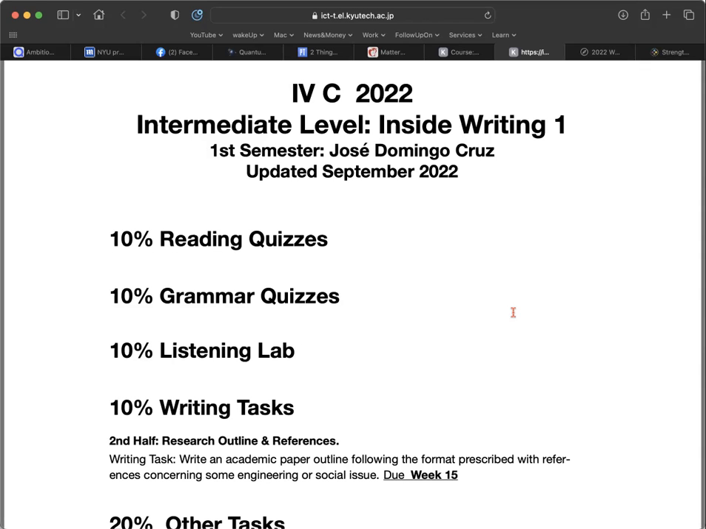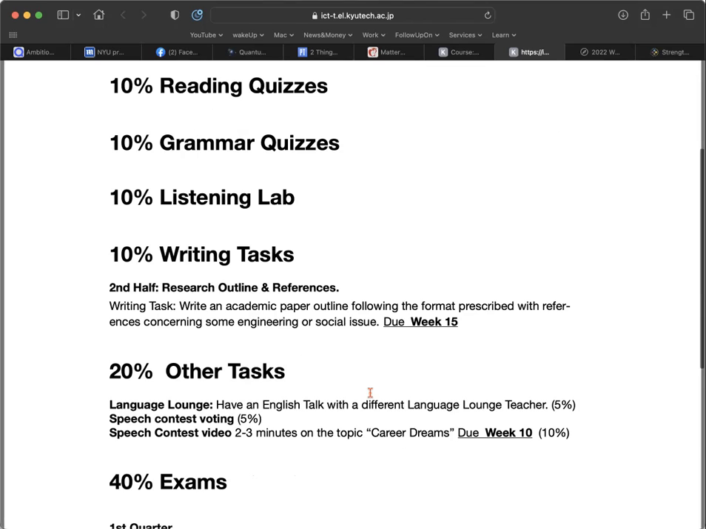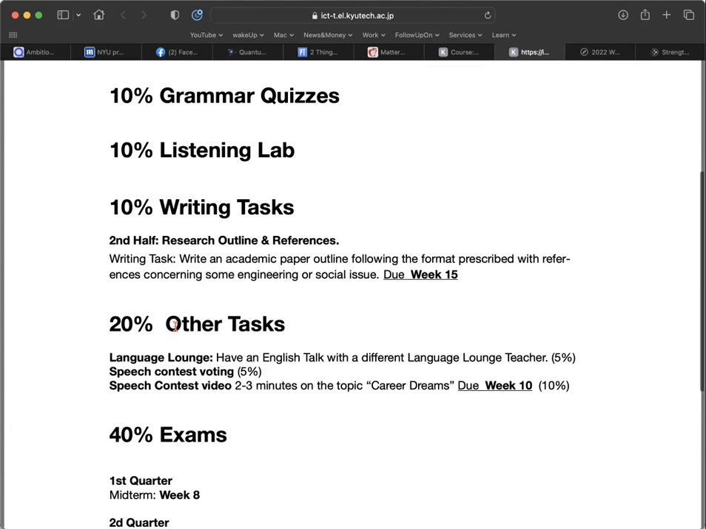This listening lab, this is very easy. Remember, in the first semester, you go to the library, put on a headset, and you listen and do 200 questions. 100 in the first quarter, 100 in the second quarter. And you don't even have to be right. You just have to keep taking notes about what you're doing. I'll tell you more about that next week. This is very easy. It just takes time. The writing tasks, the grammar quizzes, and the reading quizzes, those are more difficult. But the other tasks are mostly about speaking.